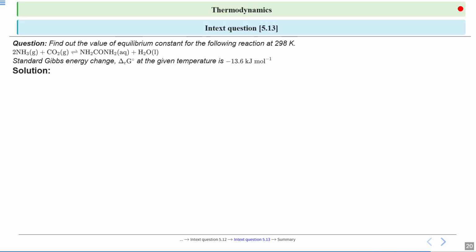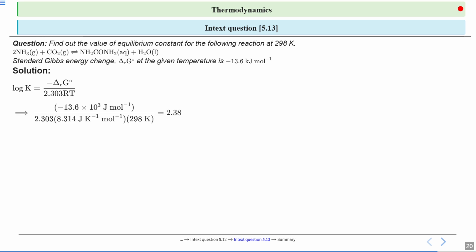What is given in the question? We are given the Gibbs free energy change, and you just have to find the equilibrium constant. The temperature is also mentioned, and you know the equation as well. The equation is delta G naught is equal to minus RT ln K, or delta G naught is equal to minus 2.303 RT log K. So we have just rearranged it. Then we put the values here, and after calculating this, we got 2.38.